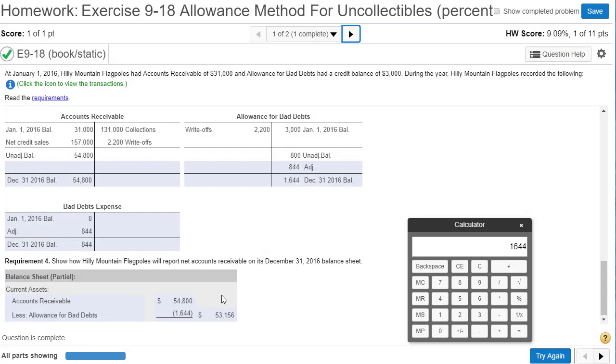So what this means is that our gross AR is 54,800. Well, that's not the important number. The important number is how much do we think we will actually collect of the 54,800? The amount we think we will actually collect is 53,156 because we think 3% of it, in other words, 1,644, will not be collected. And that's it.